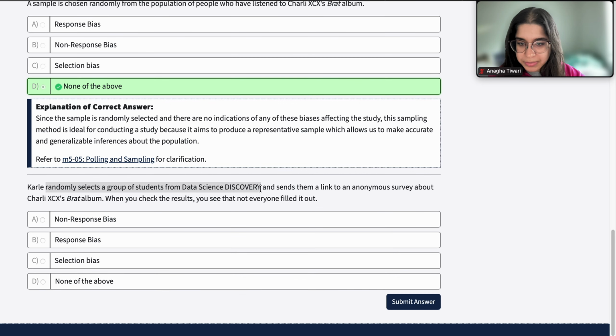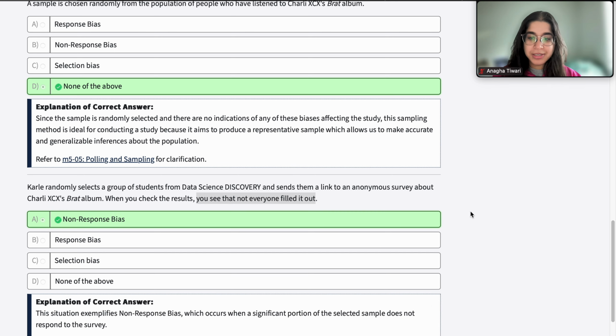And then Carly randomly selects a group of students from Data Science Discovery and sends them a link to an anonymous survey about her album. When you check the results, not everyone has filled it out, right? So because not everyone has filled it out, this is actually an example of non-response bias, because not everyone is responding. There are non-responses in there. So because there are blank results, that's an example of non-response bias.